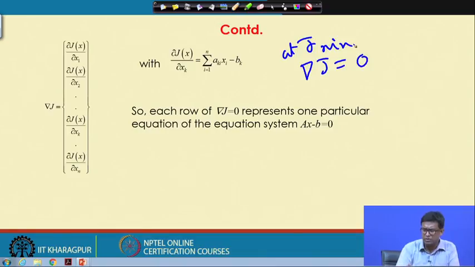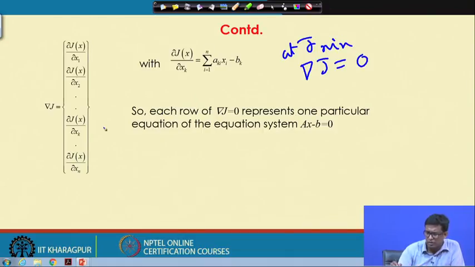So, grad J is equal to 0, each term will be ∂J/∂x1 is equal to 0, ∂J/∂x2 is equal to 0, up to ∂J/∂xn is equal to 0, which is sum of a_1i x_i minus b_1 is equal to 0. The next term is sum of a_2i x_i minus b_2 is equal to 0, and so on. So, each row of grad J is equal to 0, each row of this matrix represents one particular equation, which belongs to the equation system Ax minus b is equal to 0.